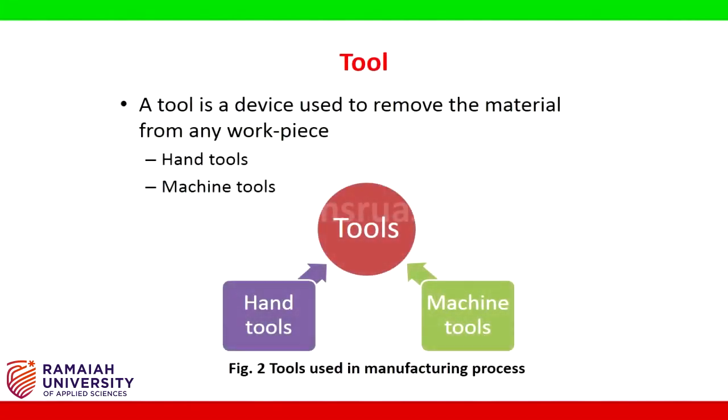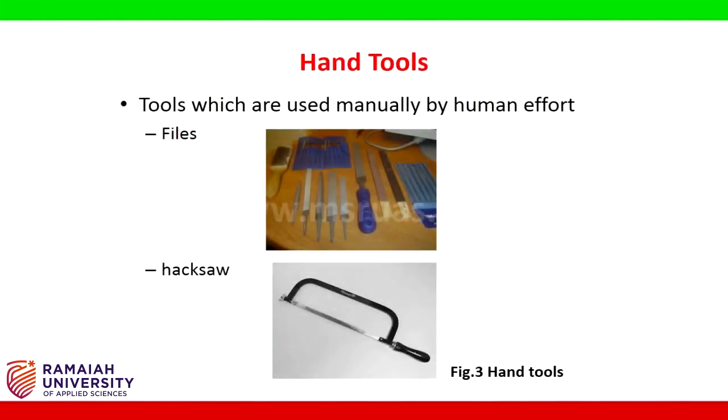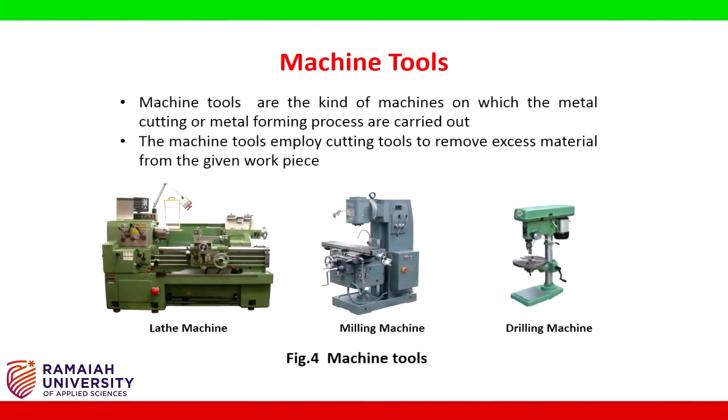Tools used. A tool is a device used to remove the material from any workpiece. Hand tools and machine tools. Hand tools are tools which are used manually by human effort: hacksaw, files, fitting tools. Machine tools are the kind of machines on which metal cutting or metal forming process are carried out. The machine tools employ cutting tools to remove excess material from the given workpiece. Some of the machine tool examples: lathe machine, milling machine, drilling machine.